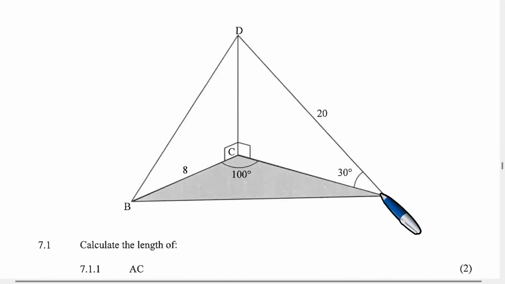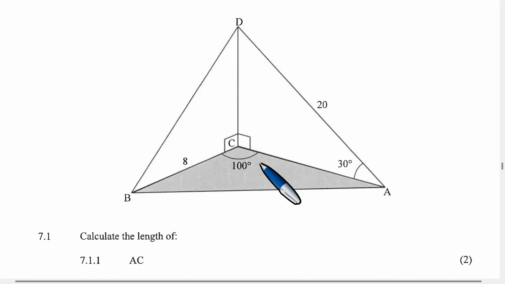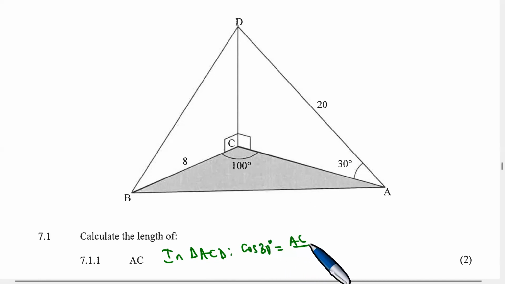Right, here is A and here is C. We need the length of this. That is obvious. So to find the length there, we're going to say in triangle ACD, AC is the adjacent over the hypotenuse, so we're going to use cosine. Cosine of 30 degrees is adjacent, which is AC, over hypotenuse 20. Which means AC is 20 cosine 30 degrees.